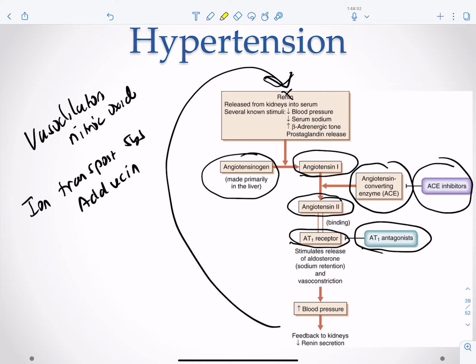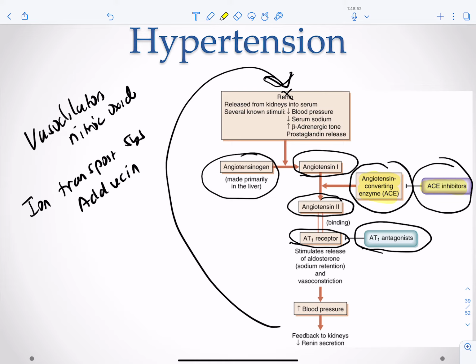All right, so with respect to hypertension, you have your angiotensinogen, which is going to be released by your liver, and that's going to be converted by your renin to angiotensin 1. And then you have angiotensin converting enzyme, which is ACE, and we know we have ACE inhibitors. This is going to convert angiotensin 1 to angiotensin 2. So ACE inhibitors are blocking this transformation.